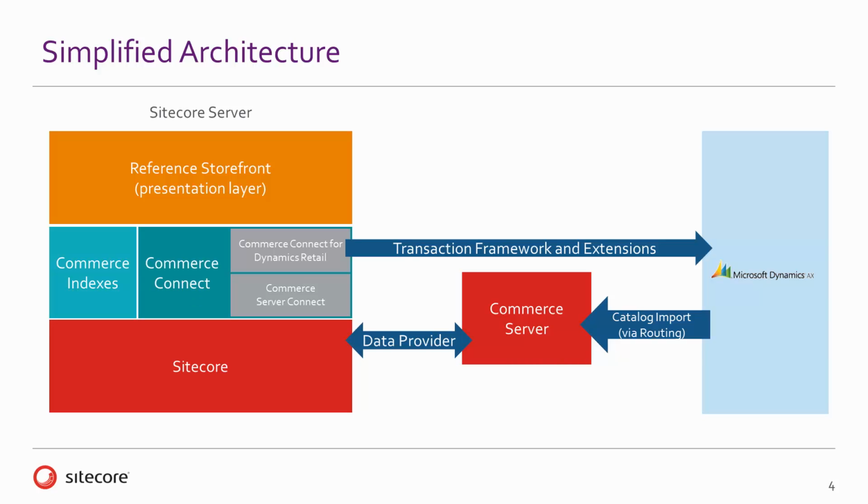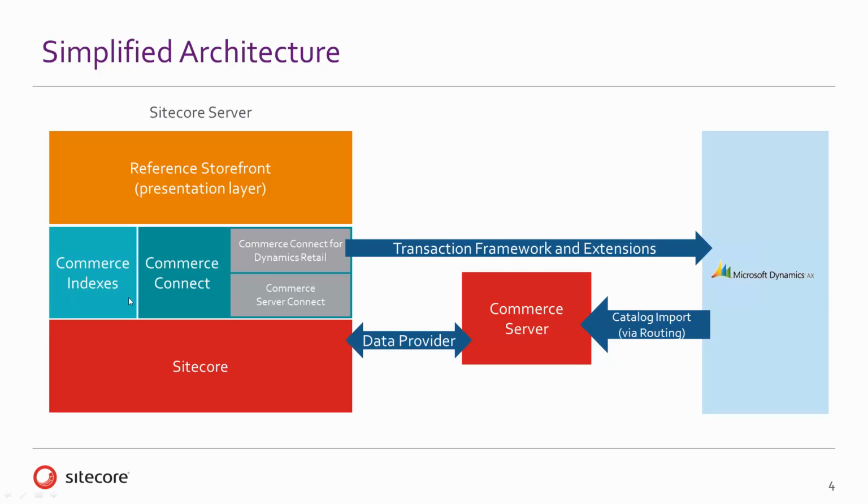And so within Commerce Connect, you have layered on Commerce Server Connect, and these are some of the pipelines that are necessary for talking to Commerce Server, and I'll explain why that's required. And then you also have Commerce Connect for Dynamics Retail, and what that does is it essentially enables pipelines for ensuring that the transactional information, so that is shopping carts, orders, any profile information, gets properly routed to Microsoft Dynamics AX.